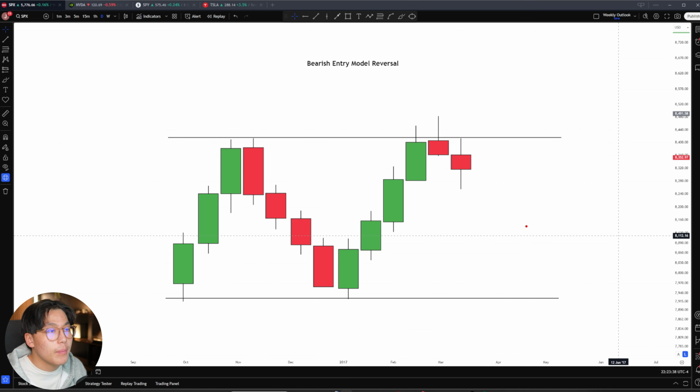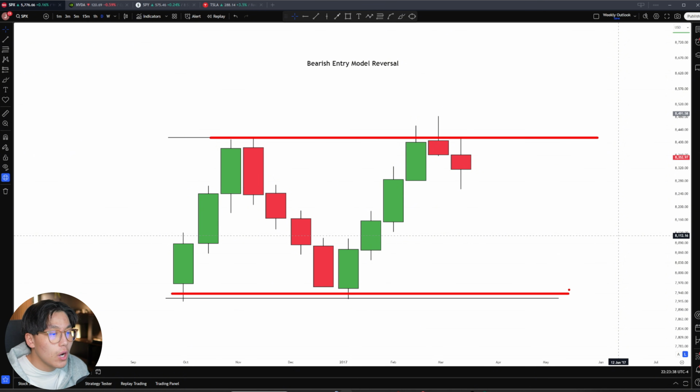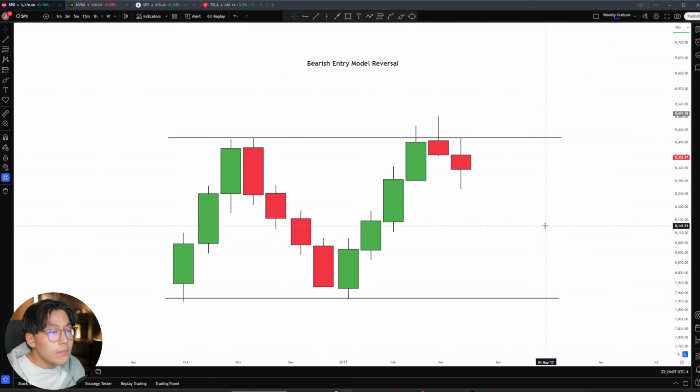So now let's talk about our bearish entry model for a reversal. So for a reversal, what we like to see is some sort of range here in the market. So as you can see, we're ranging from the highs down towards the lows, back in towards your highs. So what we can expect at key pivot highs and lows is that the market reverses back inside of the range.